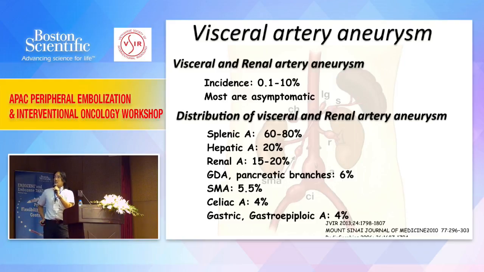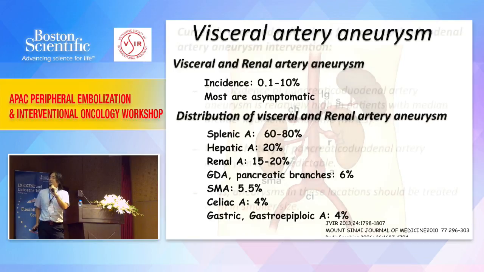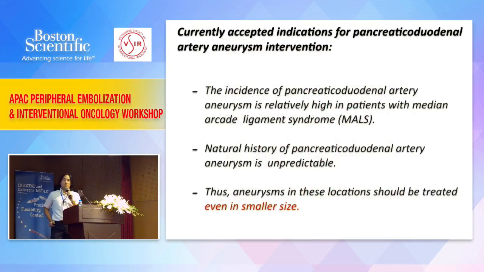The incidence is not so high, and most are asymptomatic. Splenic artery aneurysms, hepatic artery aneurysms, and renal artery aneurysms are the most common. Treatment indication is different depending on the location and the size. So at first, I will talk about pancreaticoduodenal artery aneurysms. The incidence of this aneurysm is relatively high in patients with median arcuate ligament syndrome.